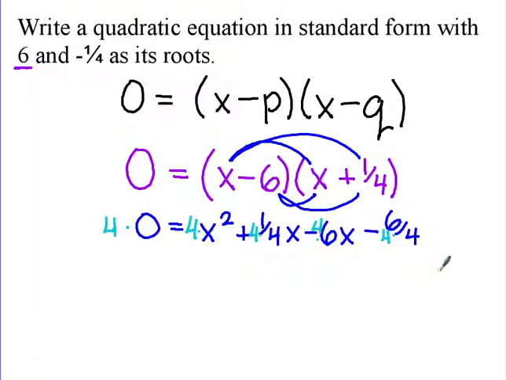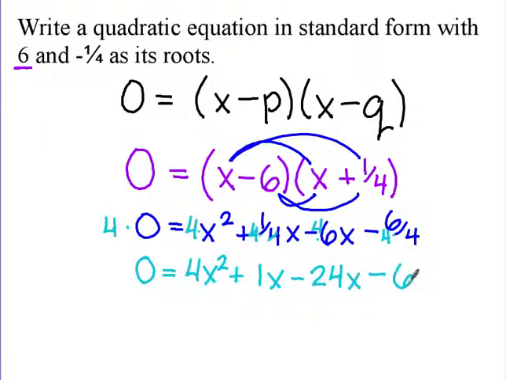So what is 4 times 0? 0 equals 4x squared. What is 4 times 1/4? 1, because they cancel, right? What is 4 times 6? 24. Okay. What is 4 times 6/4? 6, because the 4's canceled. See, that's why I didn't simplify that. It's a lot easier to leave it that way.